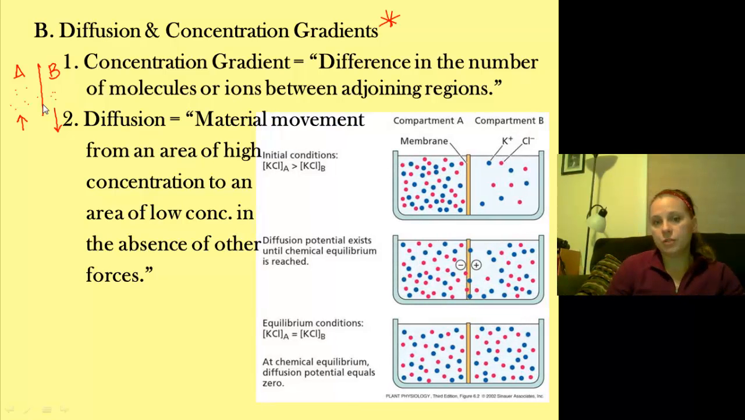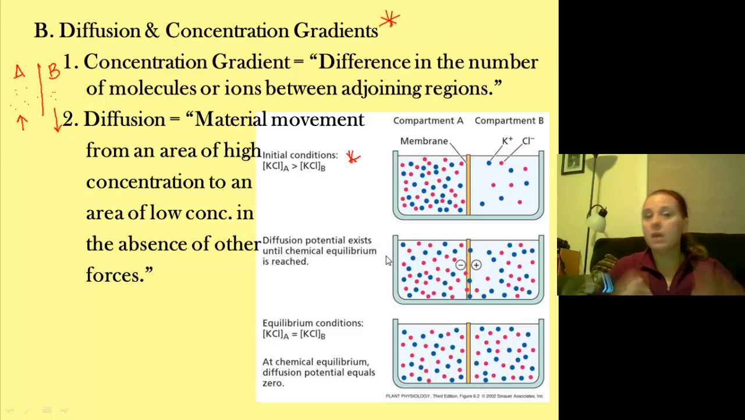So just a little visual for you. Here we're going to look at compartment A and compartment B. We're looking at potassium chloride. And you can see that given what we're looking at here is time, your initial condition, diffusion potential exists, so we're starting to have motion occurring. You can see overall movement. Basically, just as molecular motion is happening, these molecules are bouncing off of each other, they're bouncing off the edge of the beaker that they're in, and they're spreading out.